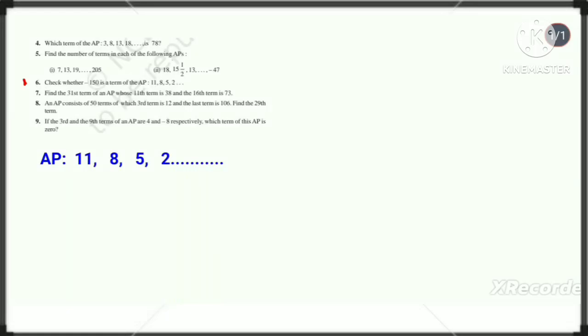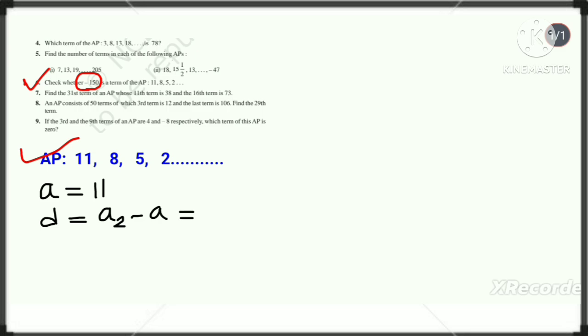Question number 6: check whether minus 150 is a term of this AP. Here A equals 11. D, that is the common difference, will be A2 minus A1, which is 8 minus 11. So D will be minus 3.